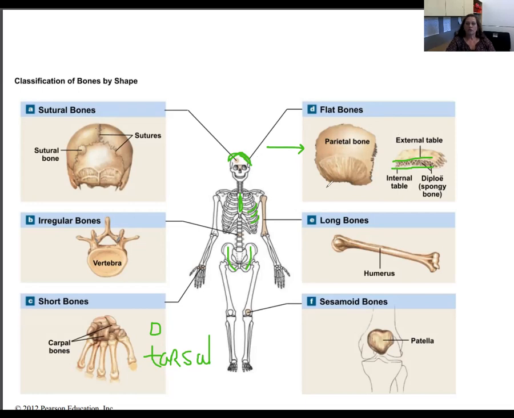Then in E, you have another classification of bone. This is your long bone. Long bones are longer than they are wide. These are going to be all the bones of the arms and the legs, as well as the fingers and the toes. So all of the bones of the arms and the legs and the fingers and toes can be classified as long bones. Then the last classification of bone is called a sesamoid bone. A sesamoid bone is a bone that is found within ligaments, so it's totally encased in ligaments. That is a sesamoid bone. So your kneecap, called a patella, is a sesamoid bone.